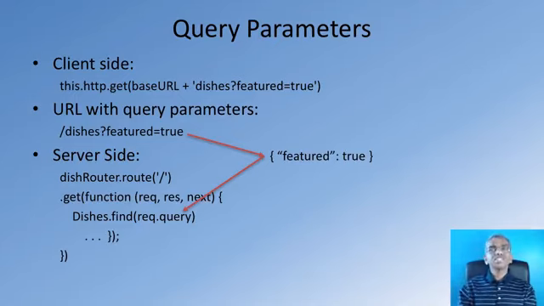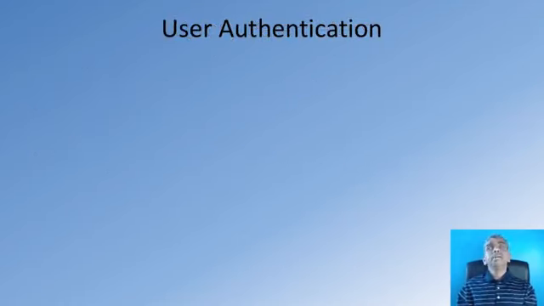So this is as simple as that in handling the query parameters on our server side. This update we will do to the dish router, the promo router, and the leader router on our server side. The next part is, of course, user authentication.